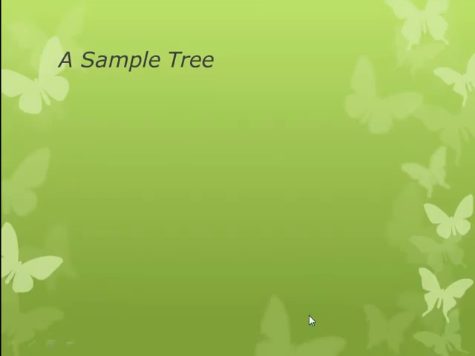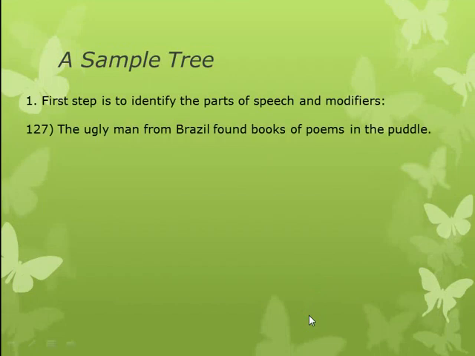Okay, now we go to sample 3. Okay, kita coba membuat pohonnya. The first one, okay, so the tree from this sentence, from this clause: The ugly man from Brazil found books of poems in the puddle. I don't know why you're ugly. It should be handsome, perhaps.